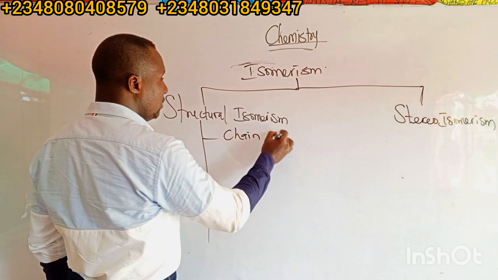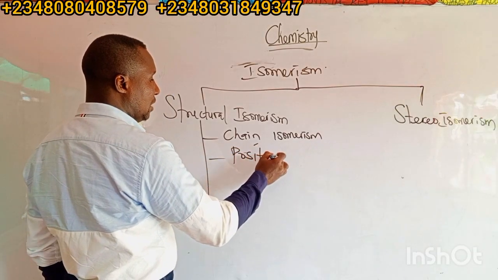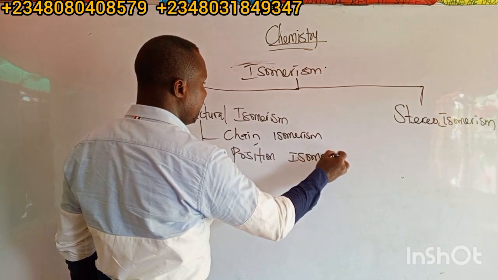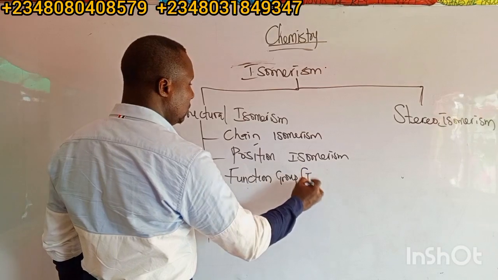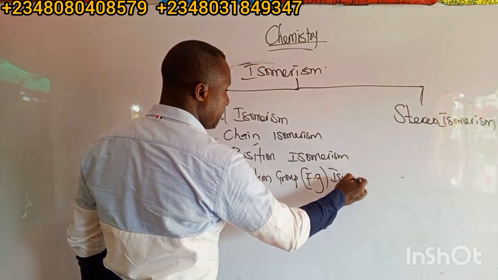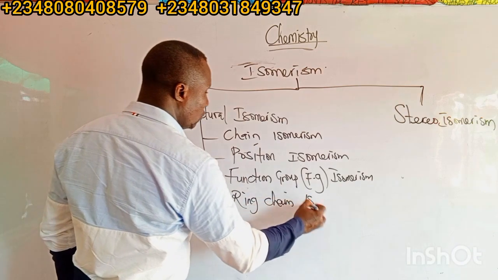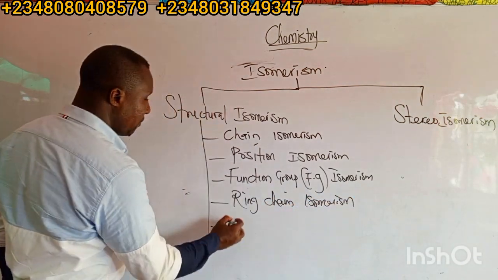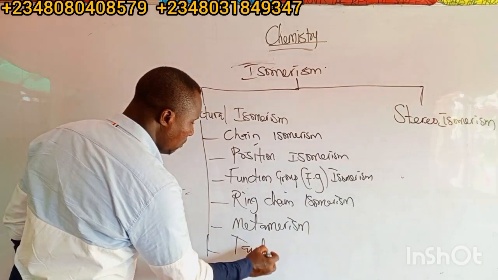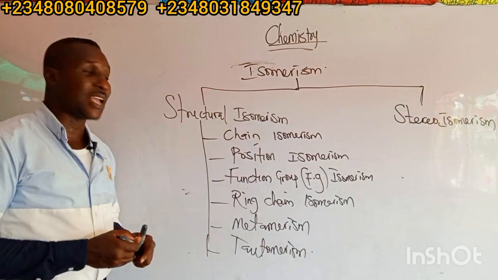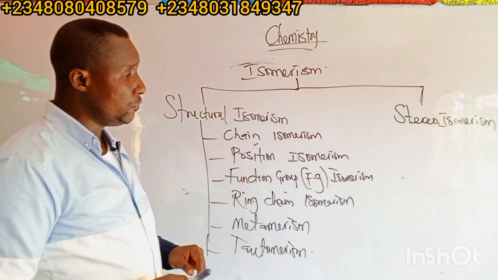Chain isomerism. We have position, or you can say positional isomerism. We have functional group isomerism. We have ring-chain isomerism. We have metamerism. We have tautomerism. These are the six types of structural isomerism we have, and we are going to look at them one after the other. Then I'll give you an example. Please take note of that.